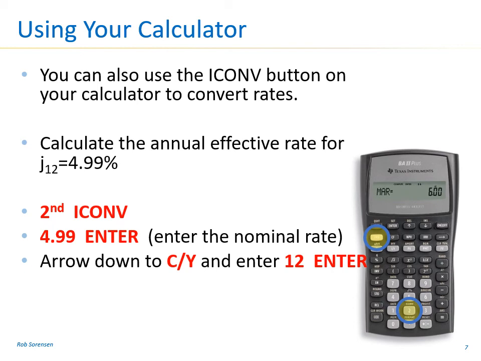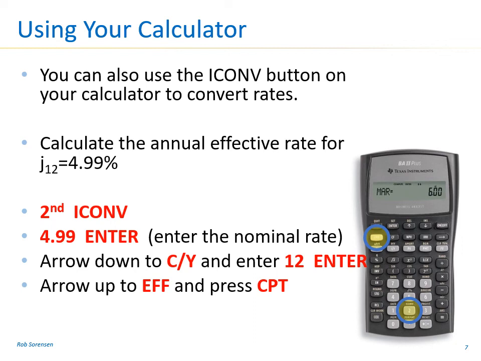Once I've got that far, I'm going to arrow back up one to effective rate, EFF, and I want to compute that now. So I press the compute button, and I get 5.105, etc., or 5.11% if we go to two decimals. So I end up with 5.11%, the same as what we got earlier. And that's an easy way to do it.